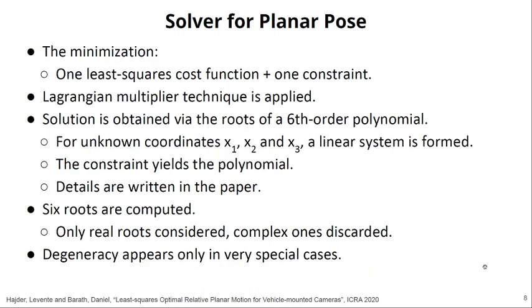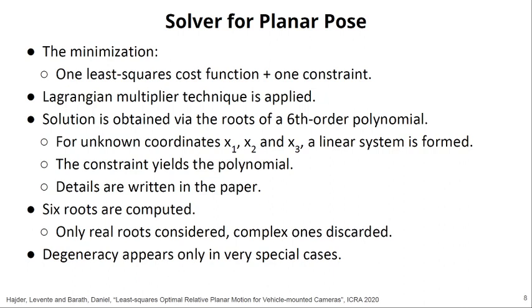Therefore, there is a linear least square problem for a 4-dimensional vector that contains only 3 parameters, and there is one constraint. Thus, the degree of freedom of the problem is 2. For handling the constraint, a Lagrangian multiplier is applied. The detailed deduction of the solution can be read in the paper. Algebraically, the solution is obtained via the roots of a 6th-order polynomial. The complex root pairs can be omitted. The evaluation for the original cost function determines which roots lead to the optimal solution. Degeneracy is also an important issue.